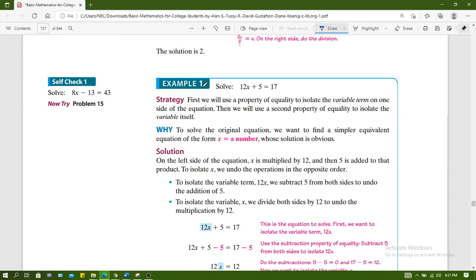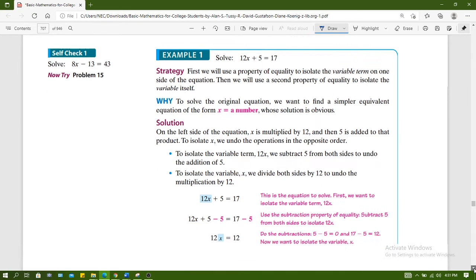In example number 1, we are asked to solve 12x plus 5 equals 17. And here, after solving this one, you need to solve the self-check so that after the discussion, you can have more understanding about the lesson. So, pause the video and then solve the self-check. Okay, so what is the solution?